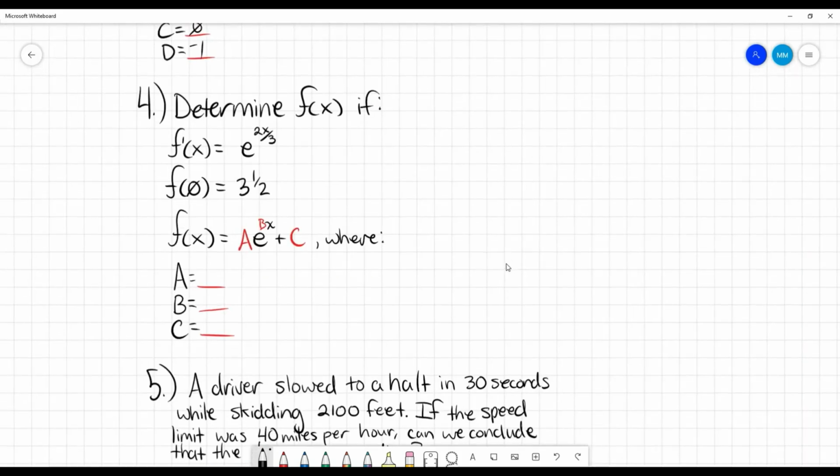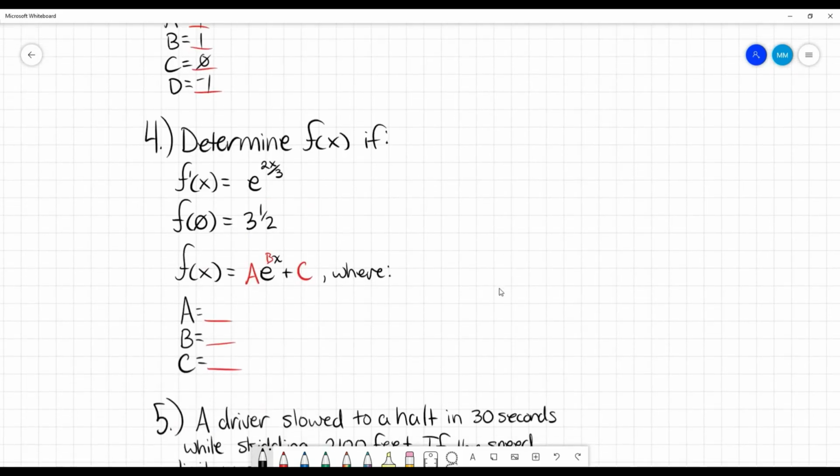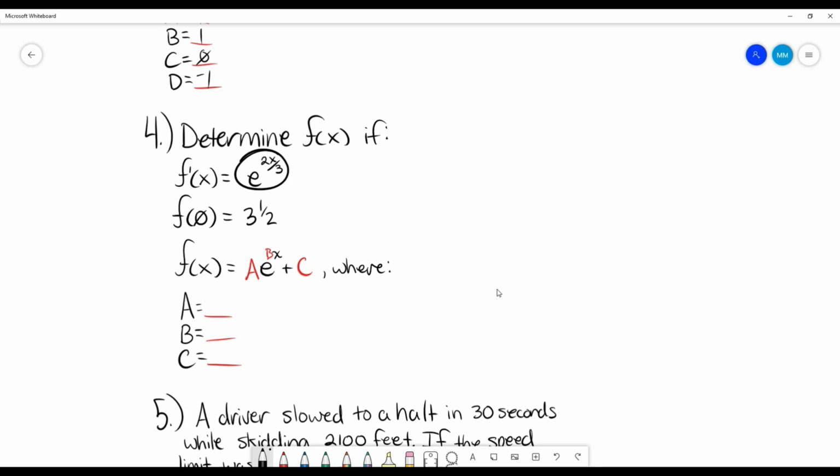Number 4 is just a little bit trickier, just because it's an e to the power of something. And I know that if I was to take the derivative of this, I would have to use chain rule a little bit. And this was just kind of difficult to think about. So I'm going to try my best to explain how I like to think about it.